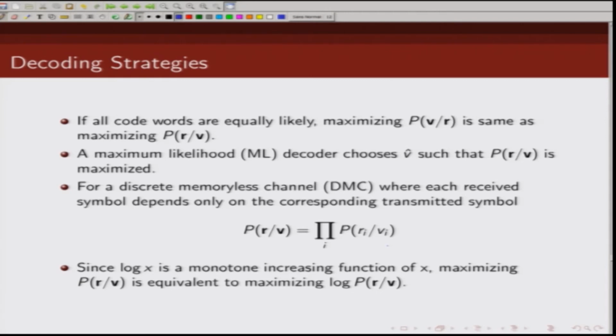Now, since log of x is a monotonically increasing function of x, maximizing this probability is equivalent to maximizing the log of the probability of R given V. If we do that, then the product becomes a summation. So the log of probability of R given V becomes a summation, with some log term inside, and this is much easier to compute.